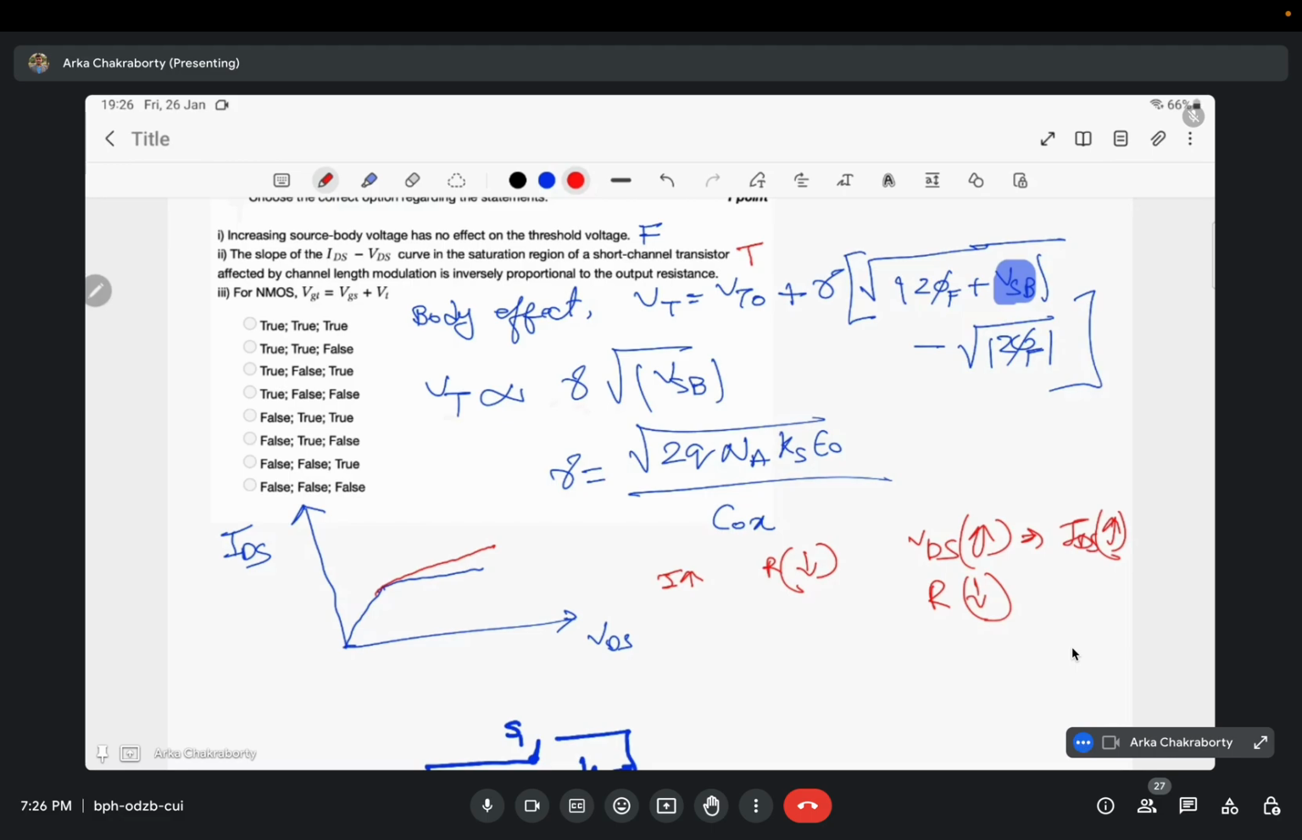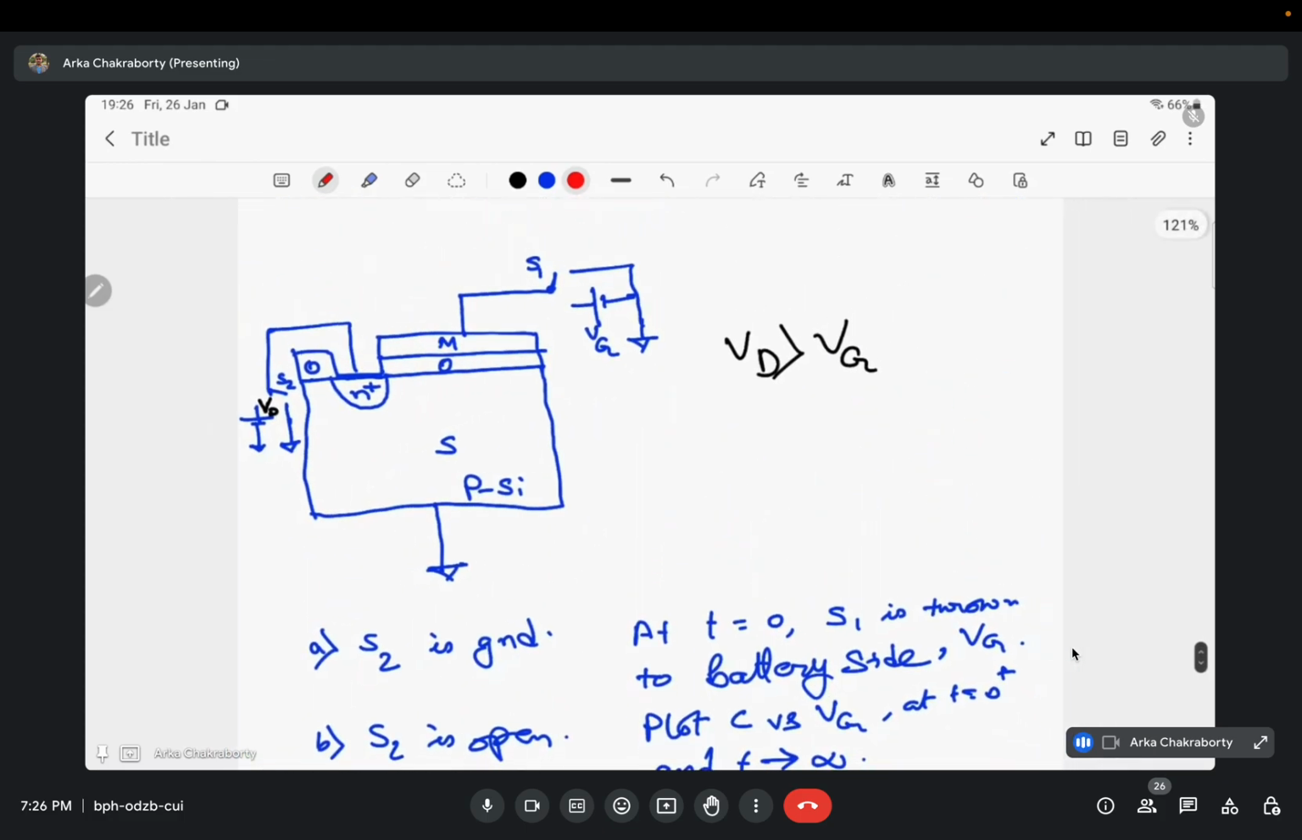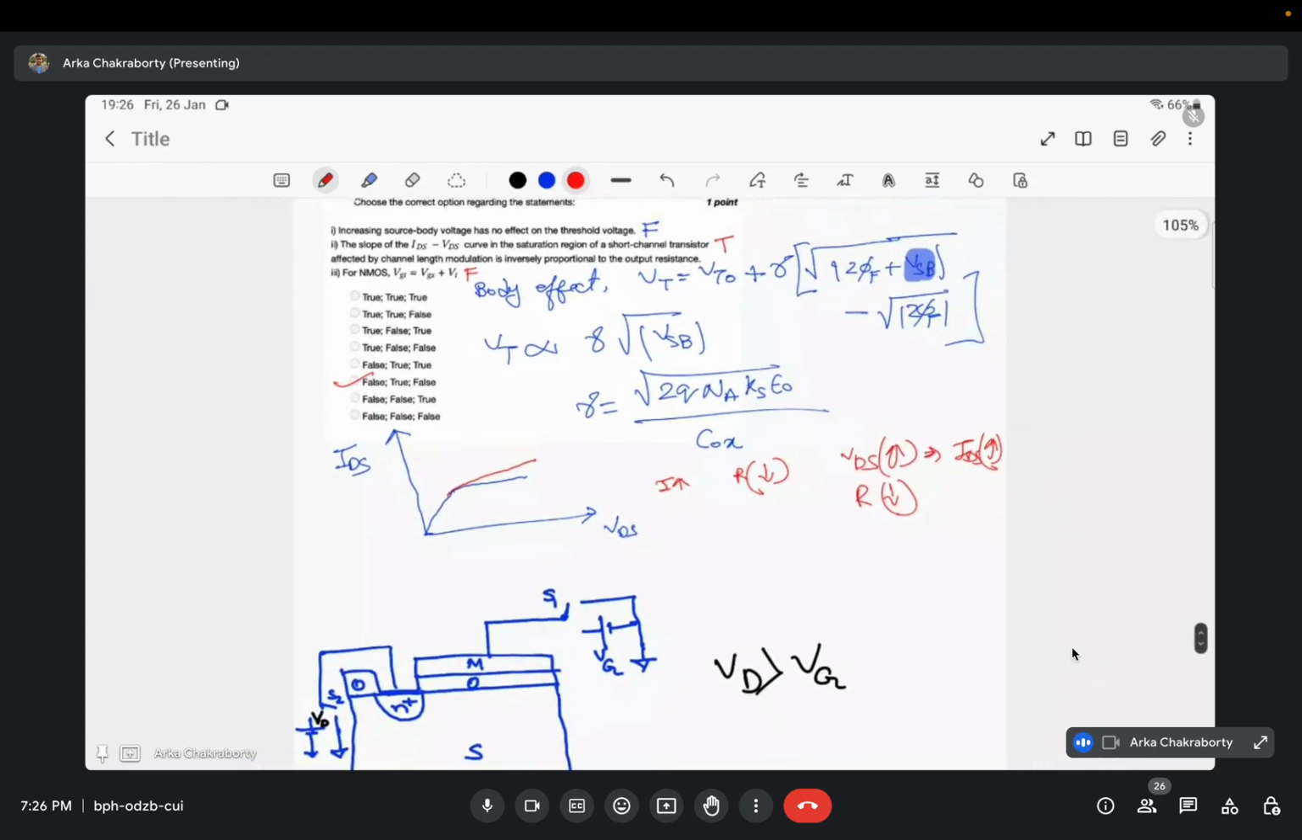I hope it's clear. Finally it is said that for NMOS, VGT is defined as VGS plus VT. No, sir has already defined VGT as VGS minus VT. So it is also false. So the answers are false, true, false. Fine. With this, our week 0 and week 1 are done. Sure. Yes.